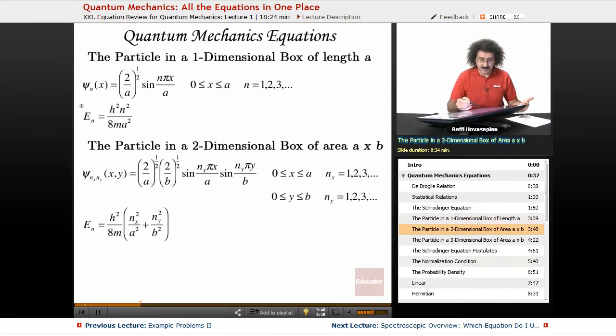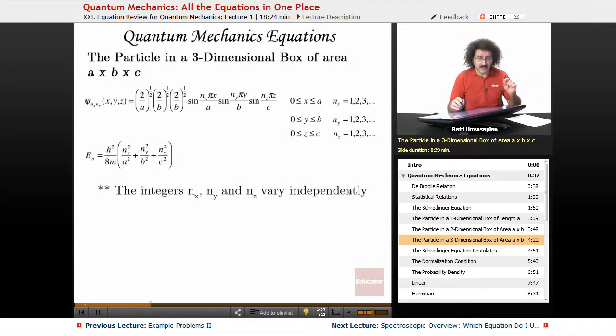That's the whole idea. The particle in a 2-dimensional box of area a by b. 2-dimensional box, just 2 dimensions. This is the equation for the wave function. Now, x goes from 0 to a, y goes from 0 to b. You have 2 quantum numbers, n sub x and n sub y. The energy is equal to this. The n's vary independently. You don't have to have 1, 1, 2, 2, 3, 3. It could be 5, 14, 3, 8. They vary independently, the quantum numbers.